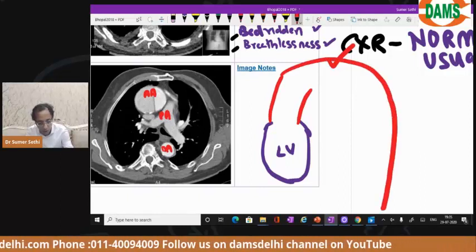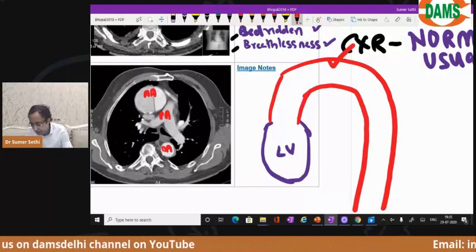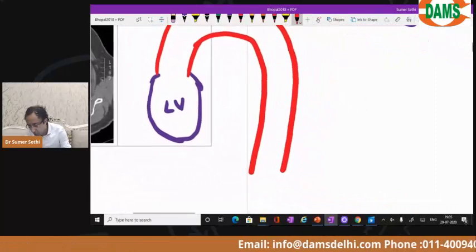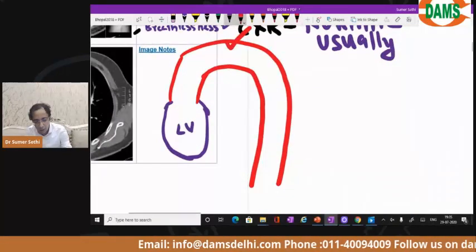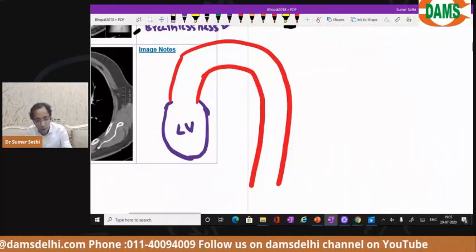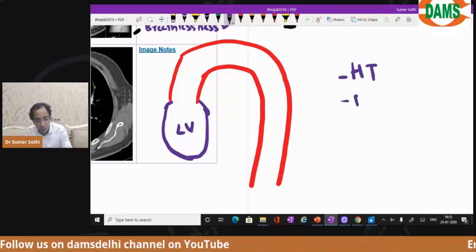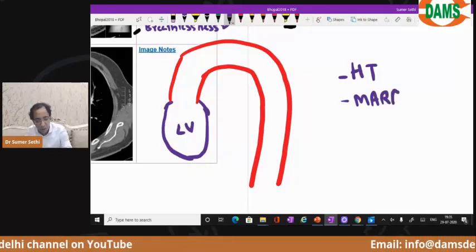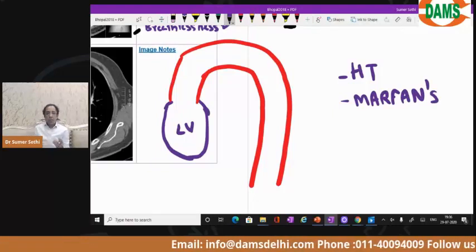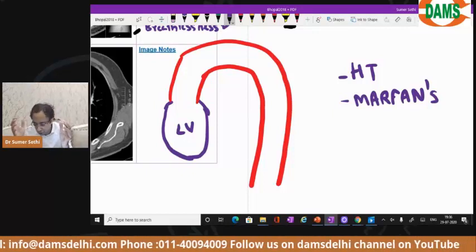This is your arch of aorta, and this is your descending aorta. Okay, everybody, these are okay. Now please see, suppose there are two possibilities. Suppose somebody has hypertension or somebody has a collagen disorder like Marfan syndrome. What will happen? Now, in hypertension, the blood is hitting the aortic wall with a lot of force.